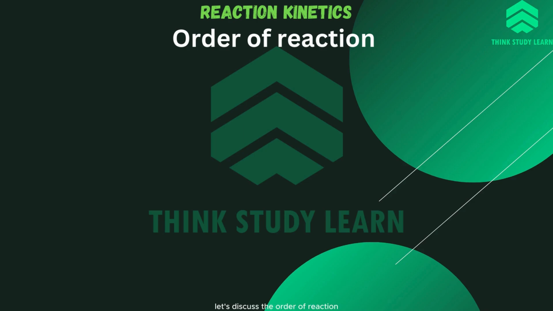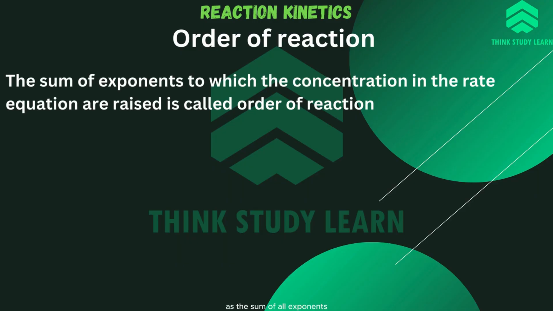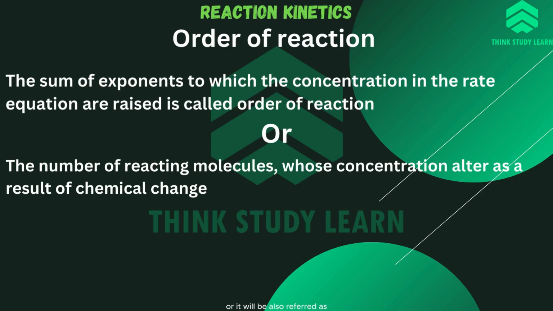Let's discuss the order of reaction and its determination. The sum of all the exponents to which the concentrations in the rate equation are raised is called the order of reaction. Or it can also be referred to as the number of reacting molecules whose concentration alters as a result of a chemical change.